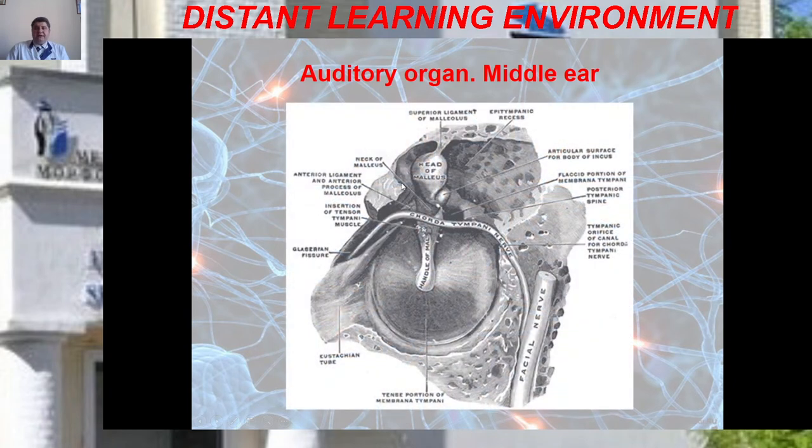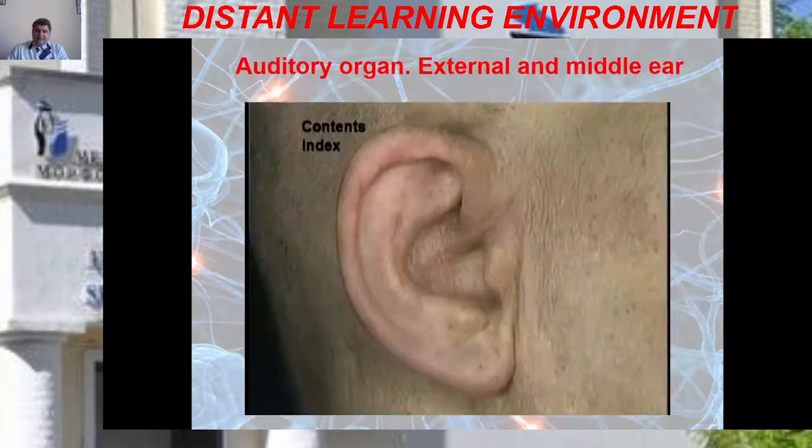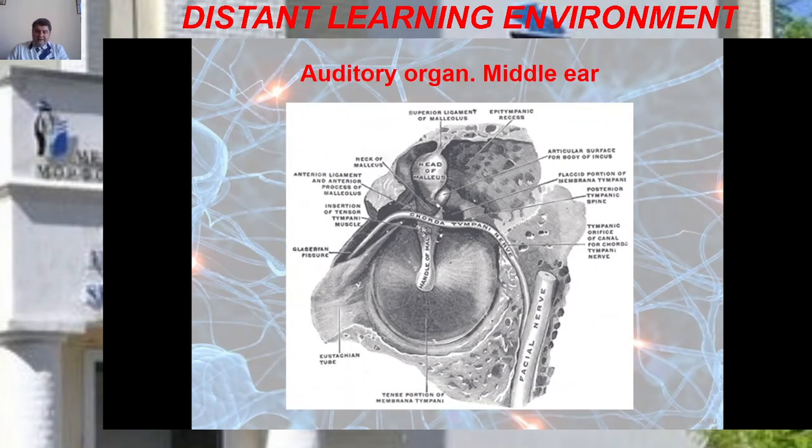So let's talk about the middle ear, the second part of the hearing organ. The middle ear consists of the tympanic cavity, the auditory tube through which it communicates with the nasopharynx, and the mastoid cells. The tympanic cavity is situated in the base of the pyramid of the temporal bone between the external auditory meatus and the labyrinth, the internal ear. It contains a chain of three little ossicles, transmitting sound vibrations from the tympanic membrane to the labyrinth.